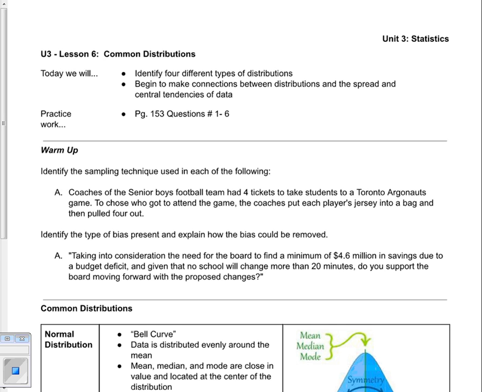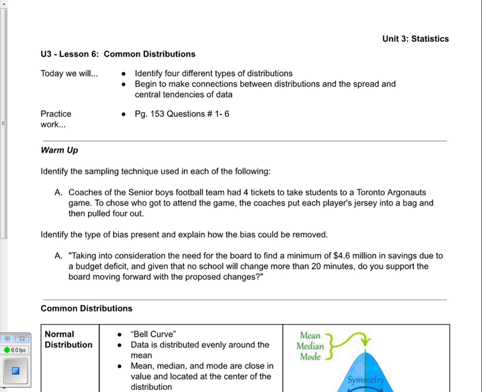Today we'll take a look at some common distributions, or ways that data tends to group itself in various data sets. There are four main types that we're going to look at today, and then we're going to try and make some connections between common distributions and spread, as well as measures of central tendency.